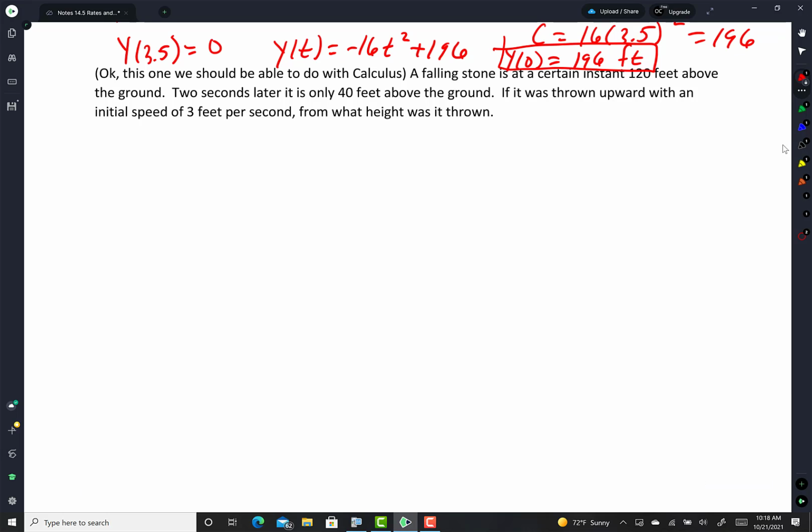A falling stone is at a certain instant 120 feet above the ground. Okay, so a stone is 120 feet above the ground.